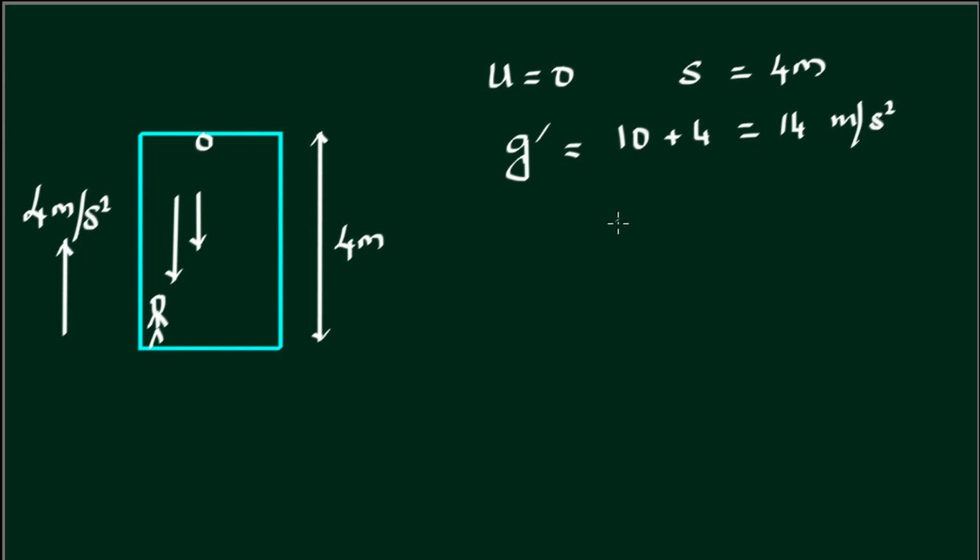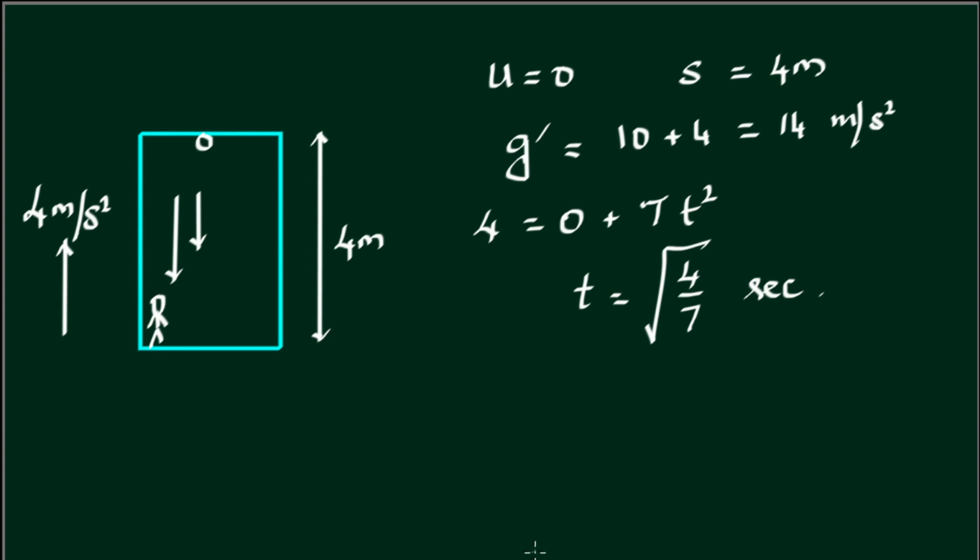All right. So S is equal to 4, taking down as positive, S is equal to ut plus half A t squared, where A is 14, so half A is 7t squared. So the time of travel for the bulb is going to be square root of 4 by 7 seconds. That's it. Problem solved. You see how simple it is in the accelerating frame if I use Einstein's idea.